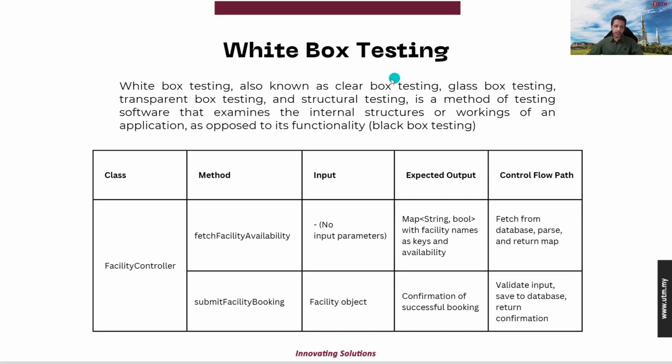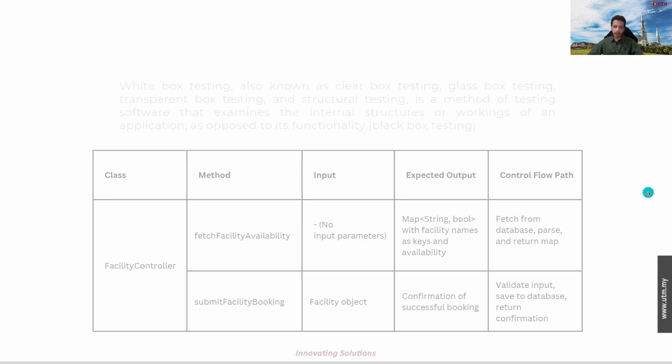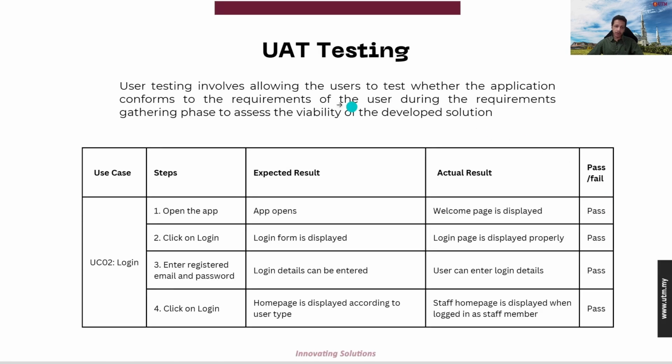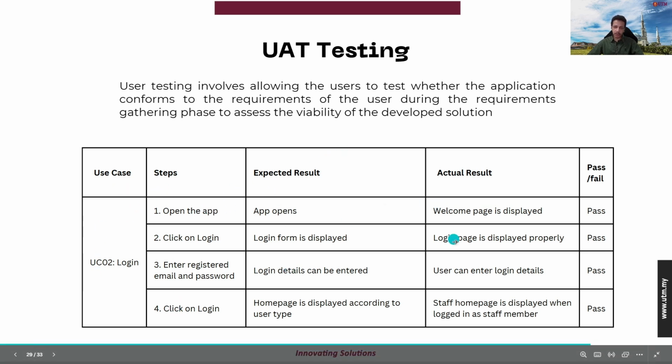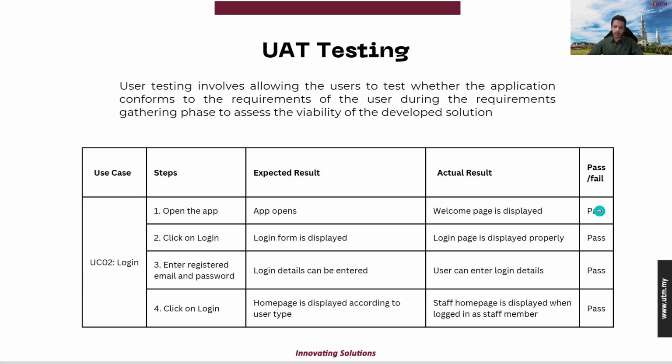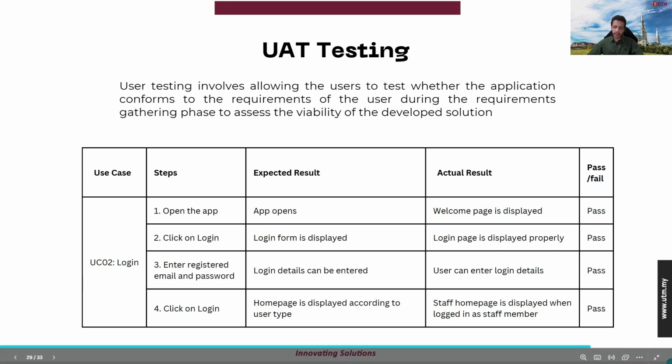Here we have the white box testing, which is testing the functionality of the methods or the functions in a class. We have the input, the expected output, and the control flow path. And here we also have the UAT testing, where the stakeholder has a UAT document with a list of use cases, steps, expected results, actual result, and the outcome of that UAT testing.